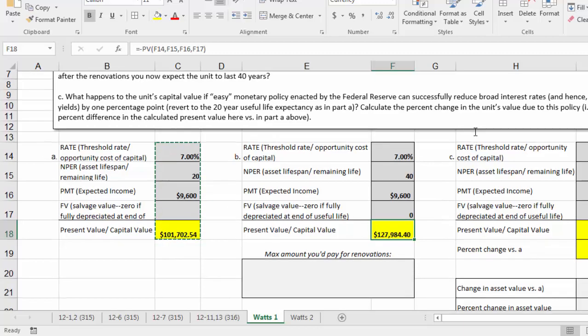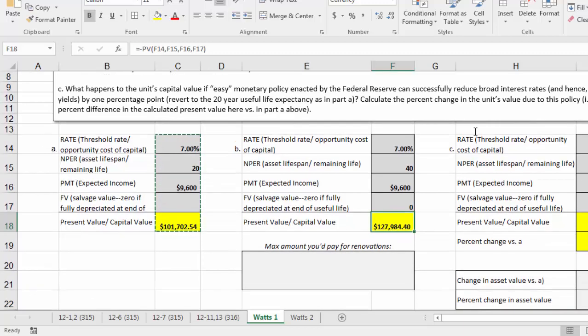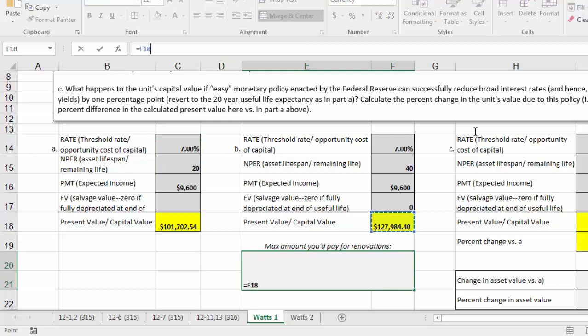If the renovations cost me 30,000, I'm spending 30,000 to get a present value increase of 27,000, 26,000. It's not worth it. So what's the maximum amount I'd pay for renovations? Quite simple. I'm going to take the present value, the capital value with the renovations.